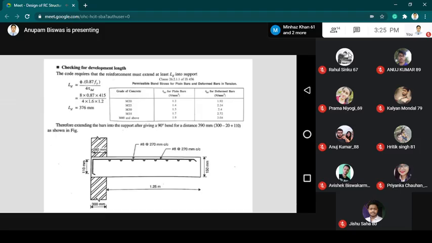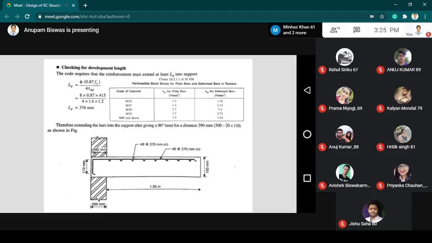Here, since it is a deformed bar, the value of tau BD for M20 grade concrete is 1.92. So the requisite value of development length Ld, we know the formula is 5 Fy by 4 tau BD. By putting all the values in the equation, we get the development length value. So this is the minimum development length that we can provide in practice.